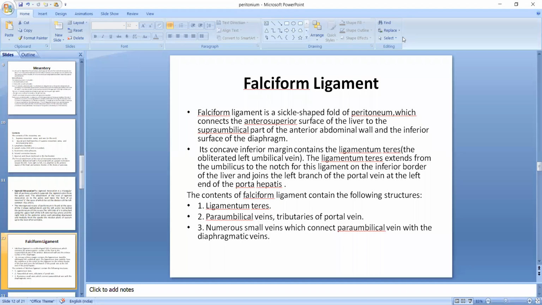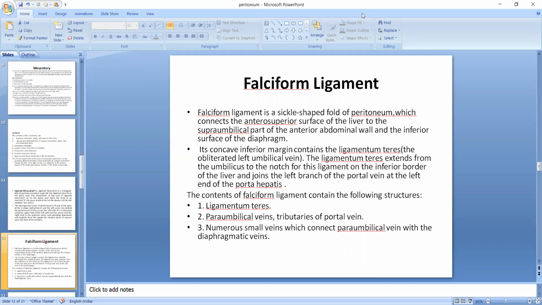I'm Dr. Jesse John, Assistant Professor, Department of Anatomy, and we are discussing anatomy of peritoneum. The rest of the anatomy of the peritoneum we will discuss in this video. And we will start from the falciform ligament.